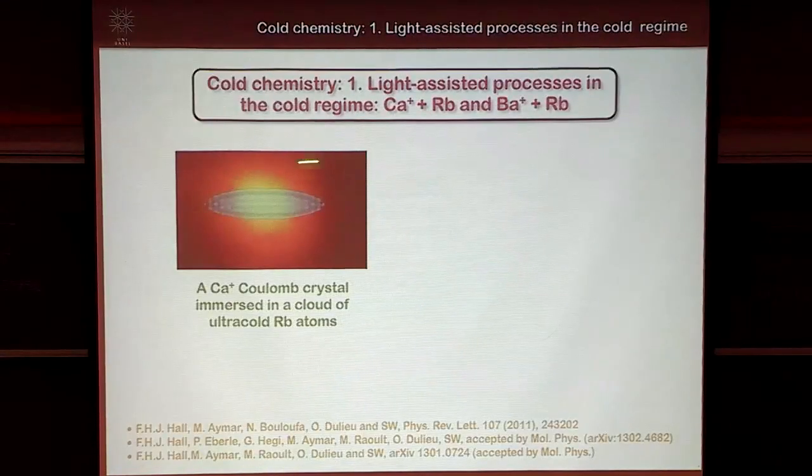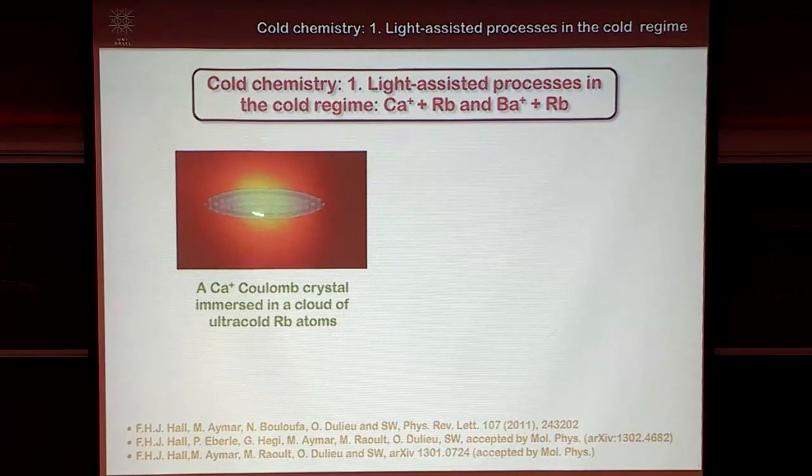What you see here is a combined fluorescence image of both the atoms and the ions in the trap. So this is again a Coulomb crystal of calcium ions in a sea of ultra-cold rubidium atoms in the MOT. Just to give you an idea, the thermal energies of these ions are on the order of 10 millikelvin. Those of the atoms are on the order of 100 to 200 microkelvin. So these are the kind of energies that we are dealing with here.